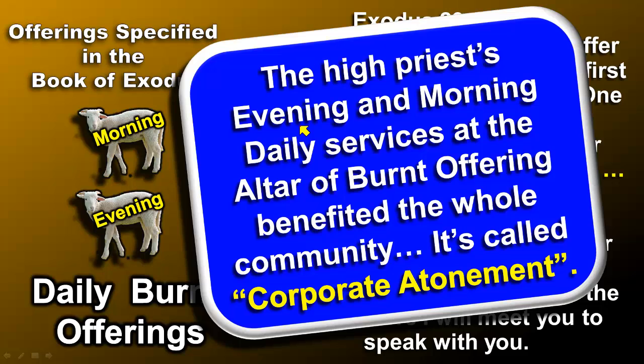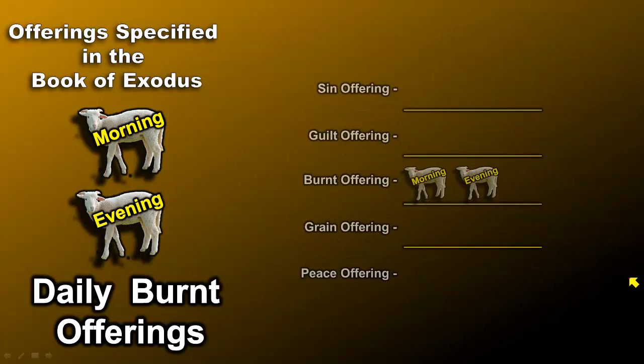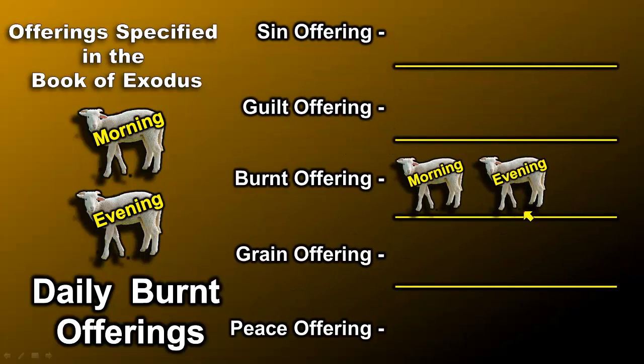So the high priest's evening and morning daily services at the altar of burnt offering benefited the whole community. And that's why it's called a corporate atonement. It's until you had your chance to come to the sanctuary with your own animals, for the other 11 months, these covered your sins. Of course, these are the two lambs that were offered.